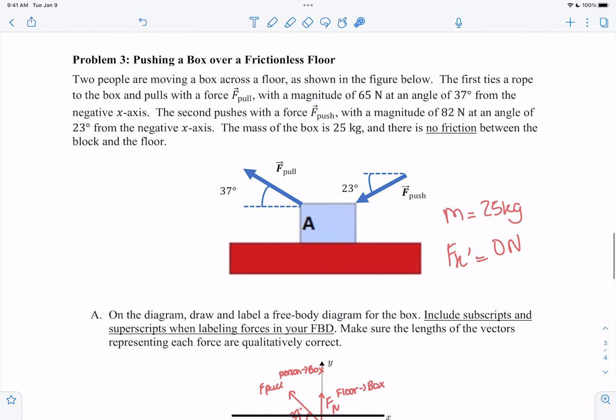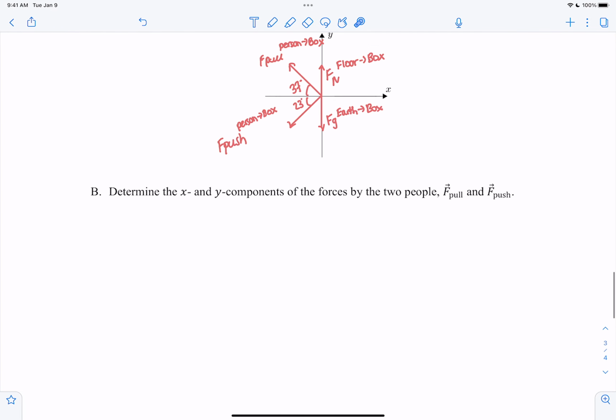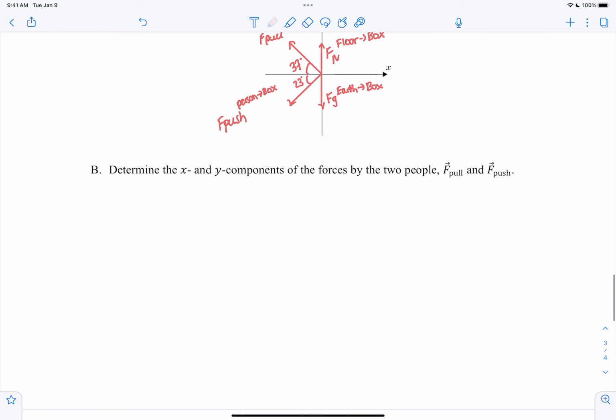So I'd say, yeah, this is pretty good. Okay. So we can figure out now for part B. It says determine the x and y components of the forces by the two people, F pull and F push. So there's F pull X, F pull Y, F push X, F push Y, right?